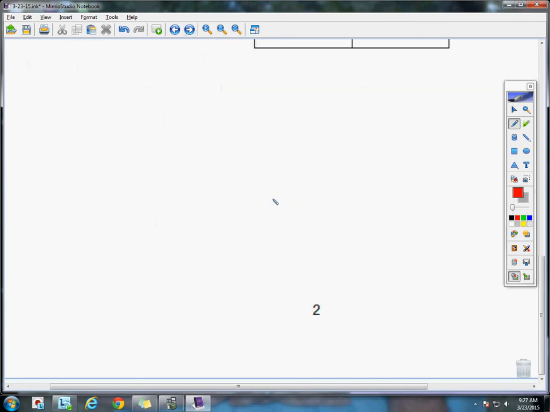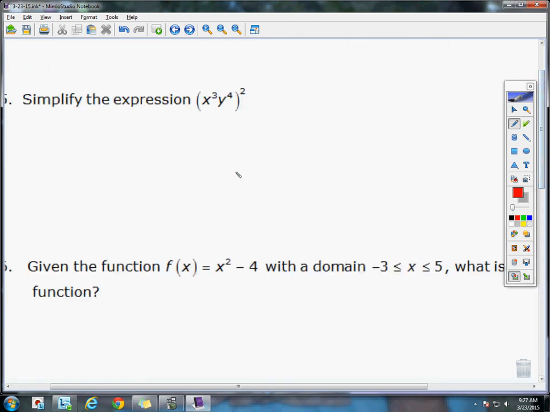Alright, number 5 says simplify the expression. You have x cubed y to the fourth, all of that to the second power. Pretty much what you're doing is distributing this 2 to the 3 and the 4. It's a power to a power, so you're going to multiply. So we have x, 3 times 2 is 6, y, 4 times 2 is 8. Since x and y are different bases, you can't simplify this any further, so that's your final answer.